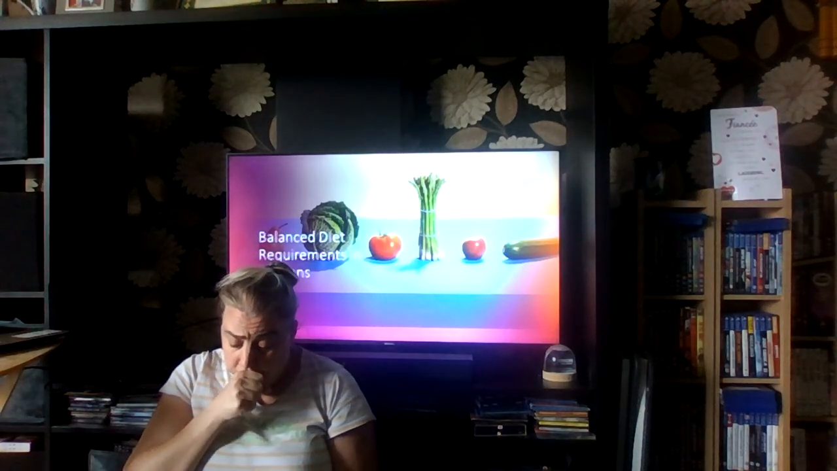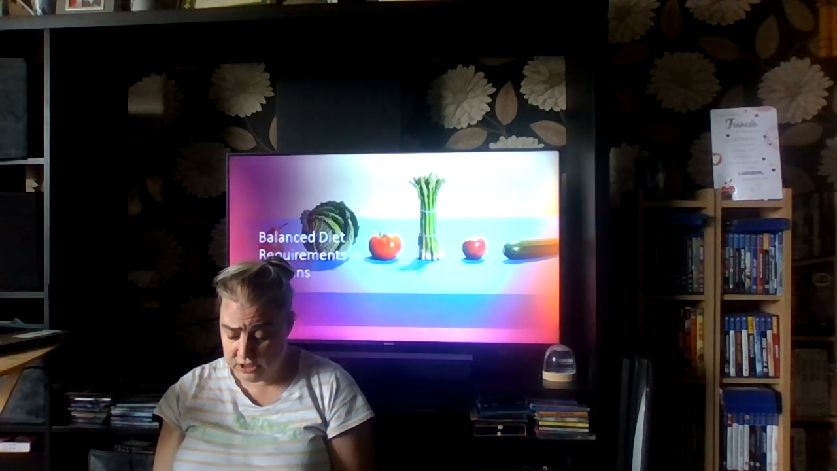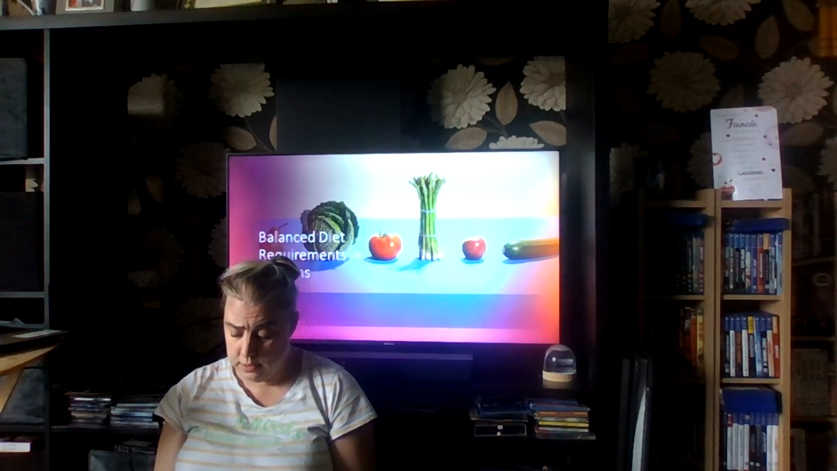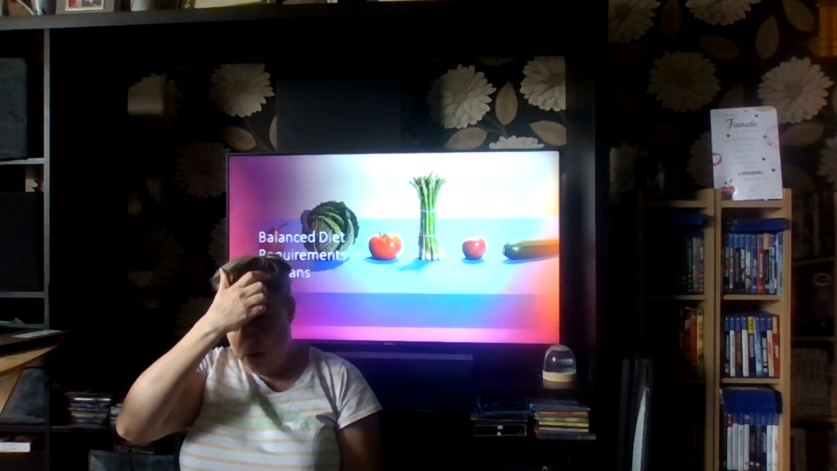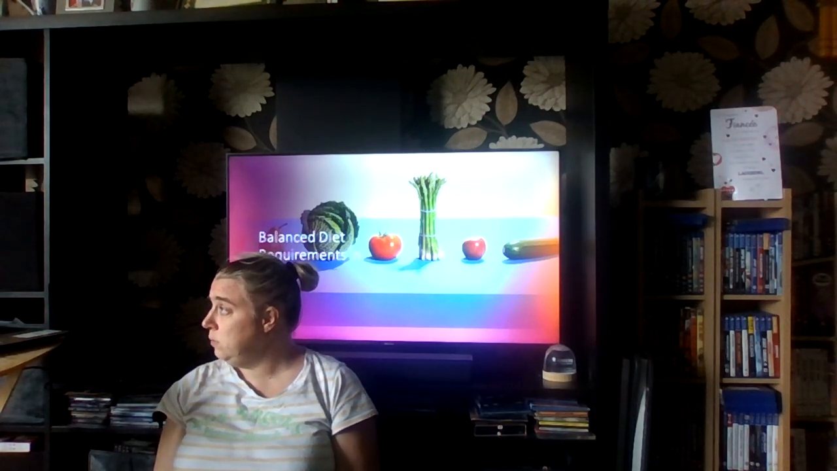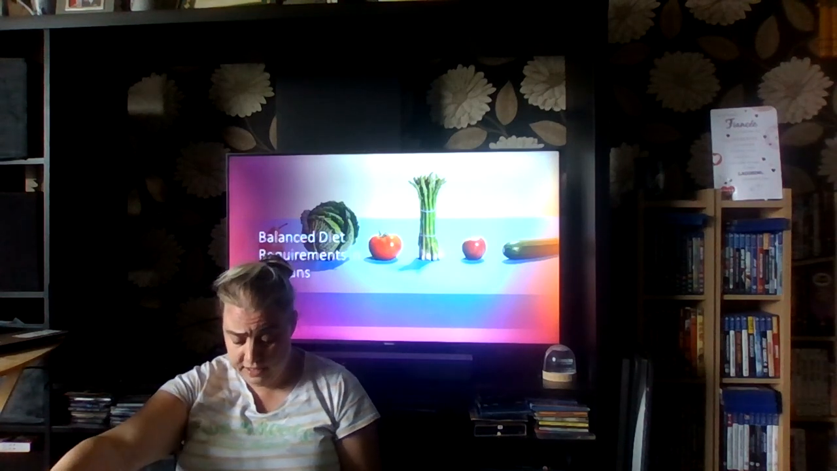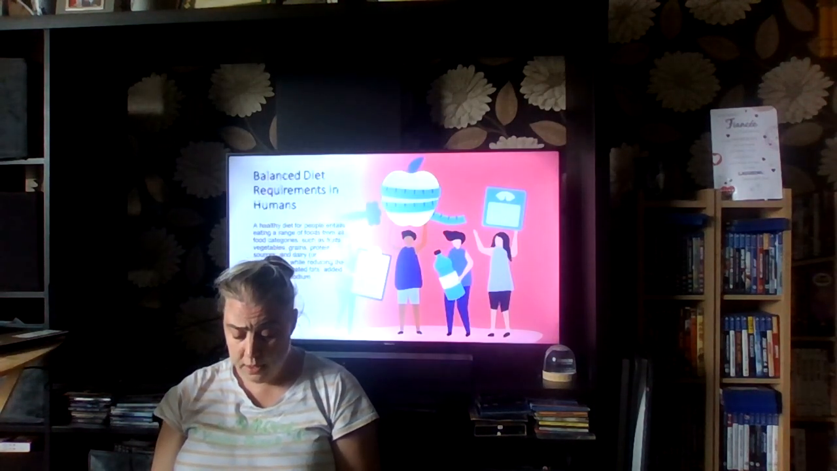So that's a bit about the history of the stomach and the function of the liver, etc. We now need to know why a balanced diet is required within ourselves.